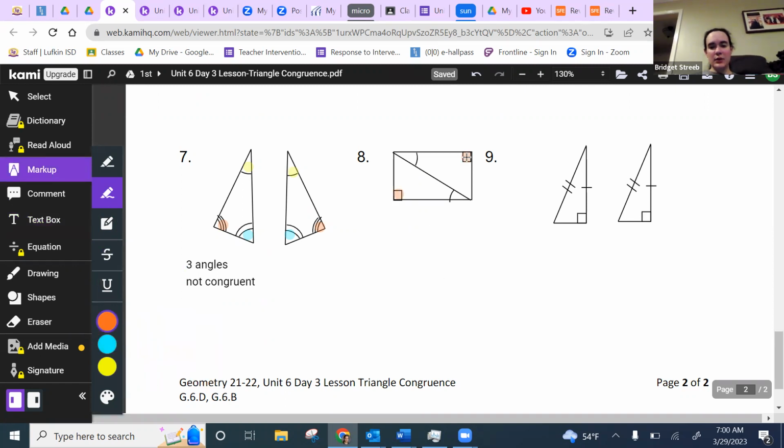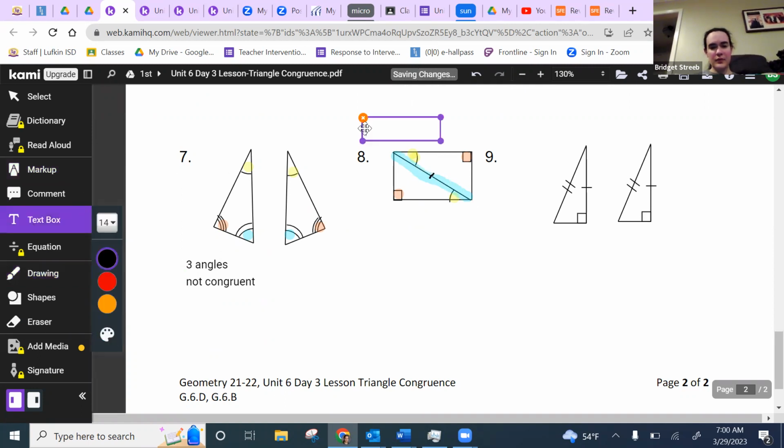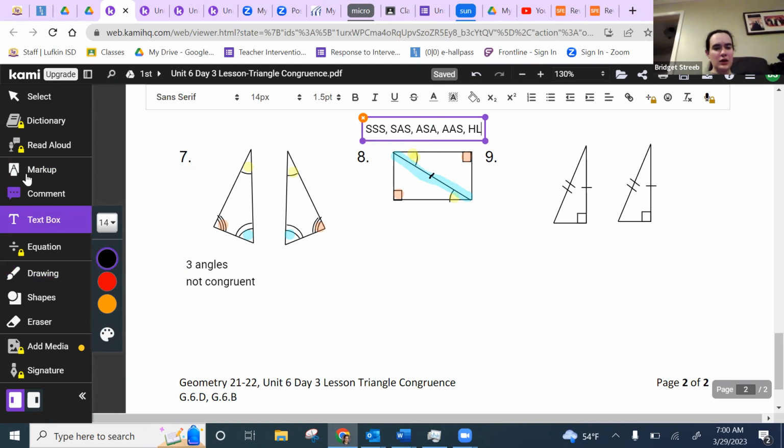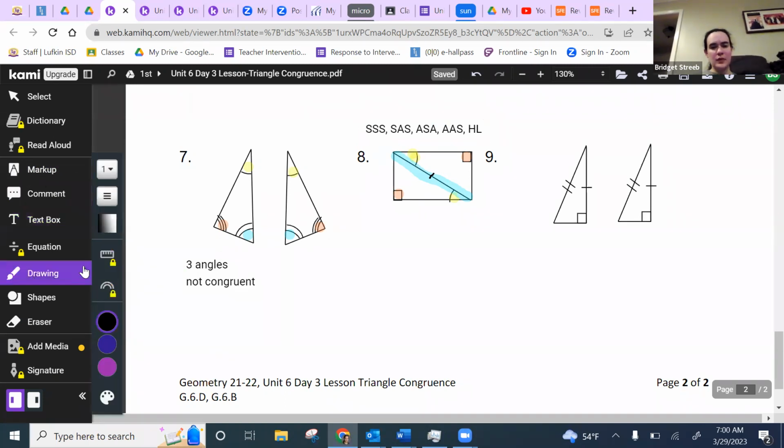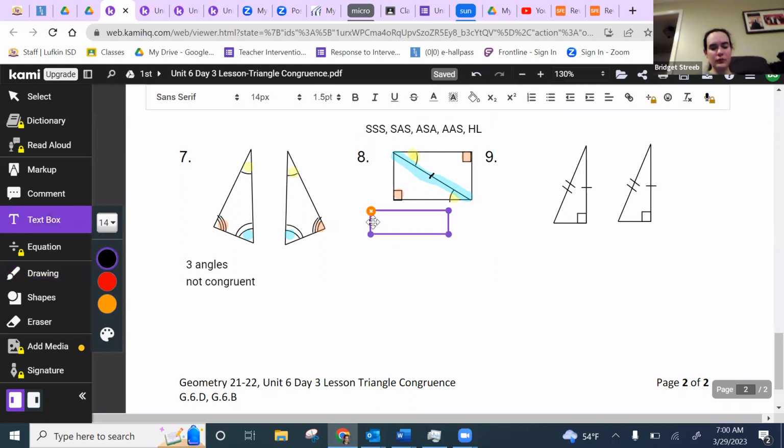Our next one, we have a set of right angles and another set of angles. And we have the side in the middle that's being shared. So we need to mark it as congruent to itself. So we have two angles and one side.